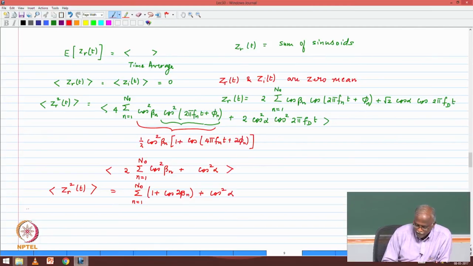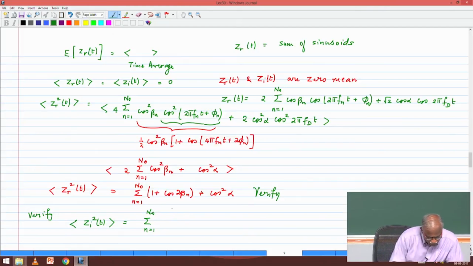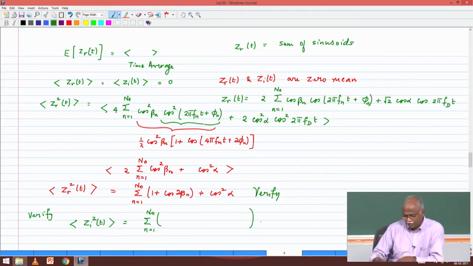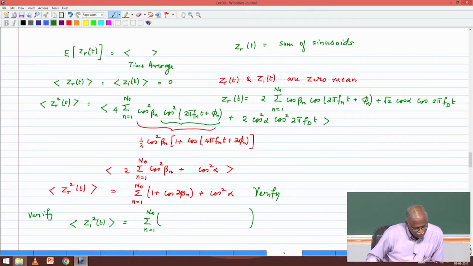Please verify the corresponding result. Please verify this first. Also verify the following: Zi squared of t, time average. You get something very similar. Summation n is equal to 1 through n naught. The corresponding expression, I will write it for you in a minute. Please derive the result for the time average of Zi squared.